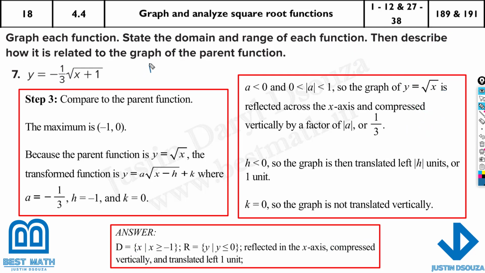There is no translation up and down. Why? Because there is no plus or minus y. But here you can see there is x plus 1, so the translation happens along the x-axis. Plus 1 means it's at minus 1. So here you can tell it's translated 1 unit left. Why? Because x is equal to minus 1. That's the reason. So here we go, that is all the possible transformations happening over here.